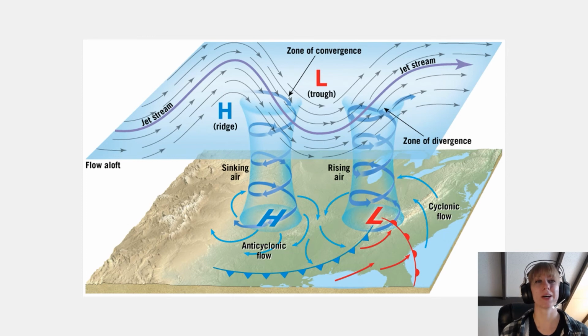So again, we're going to look at the cyclonic flow because this is where you're going to see these things happening. So with the low pressure system, we have a cold front meeting a warm front, which will make an occluded front, which is essentially what makes the cyclone.